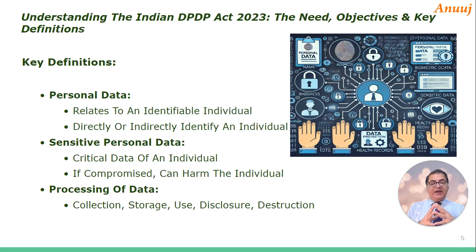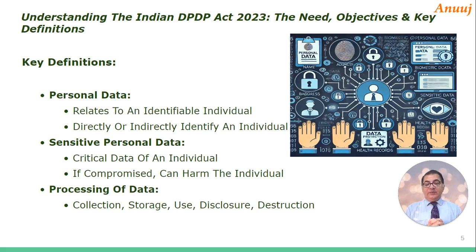So the DPDP Act says that collecting personal information, storing it, using it for a purpose, disclosing it to someone, and destroying it. All these 5 come under processing personal information. So the processing does not only mean that you are running it through a database or something. It is that you are first collecting it from the individual, storing it with yourself, you are using it for any purpose, you are disclosing it to any third party, and finally when you are disposing it off.